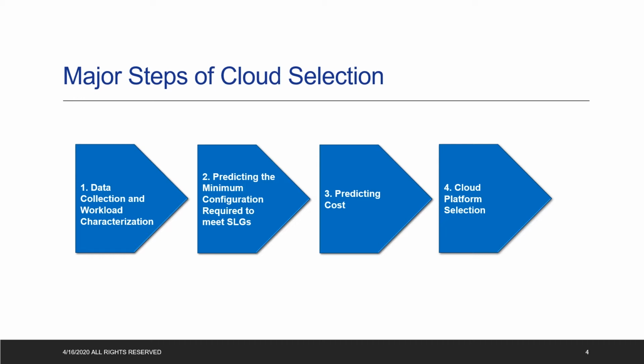The predicted minimum configuration is used to predict the cost, how much it will cost to support growing business workloads, an increasing number of users, and increasing volume of data during the next 12 months. The predicted cost is used to compare different cloud options and justify selection of the appropriate cloud platform.